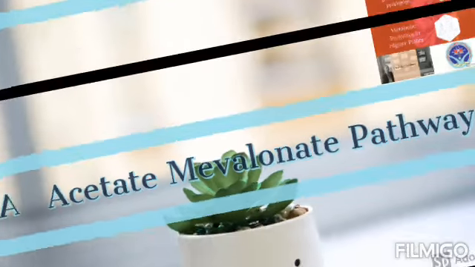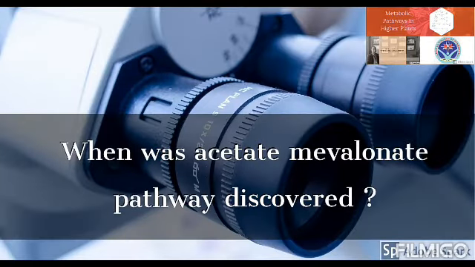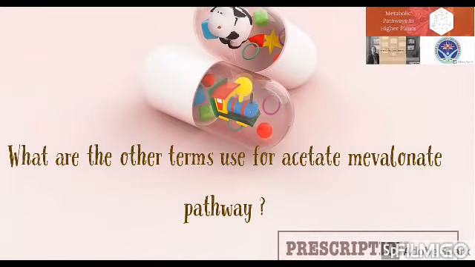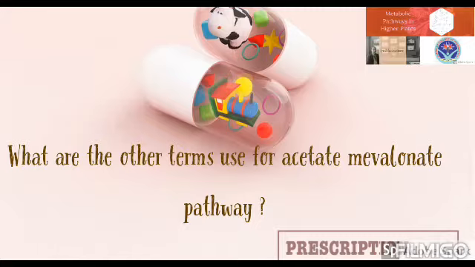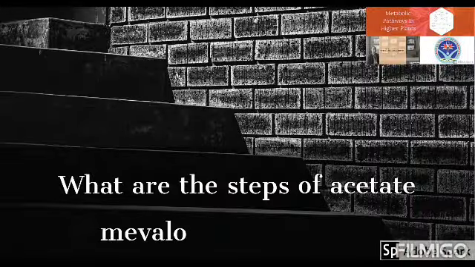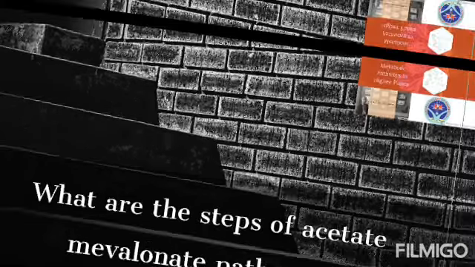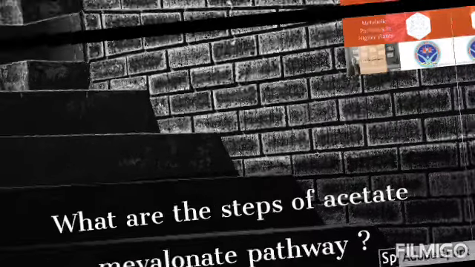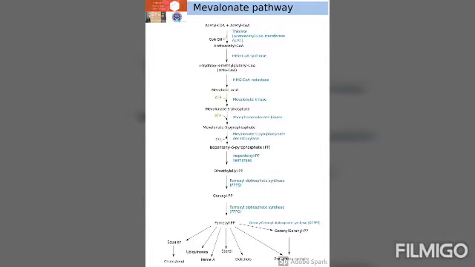The acetate mevalonate pathway was first discovered in eukaryotes in 1956. This pathway is also termed the isoprenoid pathway or HMG coenzyme A reductase pathway. This pathway begins with acetyl coenzyme A and ends with production of isopentenyl 5-pyrophosphate, IPP, and dimethylallyl pyrophosphate, DMAPP.